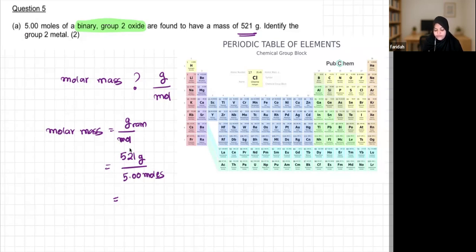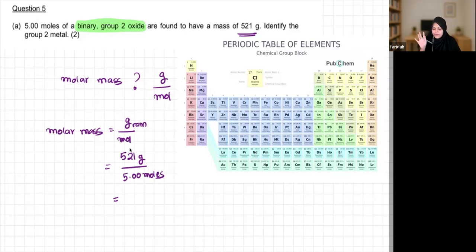So what is the molar mass of XO? It is 104.2. And what's the molar mass of oxygen? It is around 16. You can see here 15.9999, but you can just round it off to 16. Doing that, give me a sec, I'm not very good with mental math. We'll have 88.2 gram per mole.